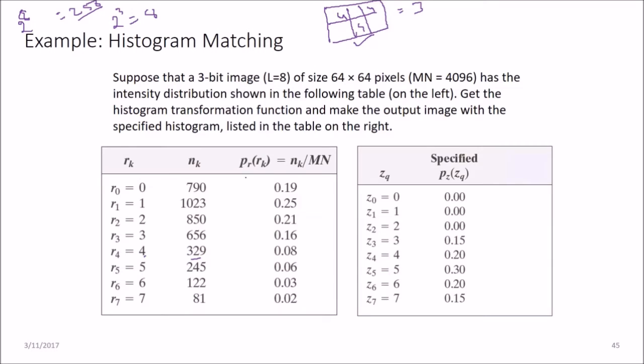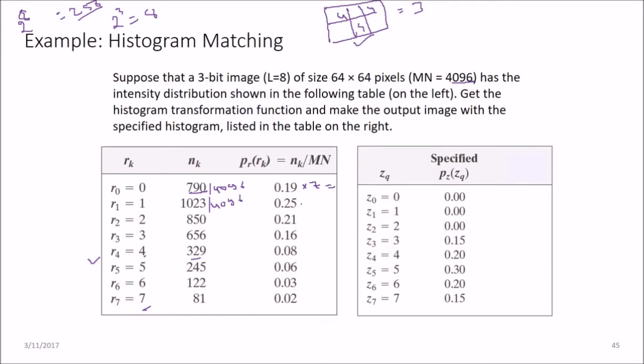Then we find the PR(rk), that is nothing but nk divided by 4096. So 790 divided by 4096 will give us 0.19. 1024 divided by 4096 will give us 0.25. And as we know, what we have done in histogram equalization, we will do in a similar way in histogram matching also. So this 0.19 will be multiplied by the highest value, that is 7, and we'll represent it. Whatever we get, we'll take the closest rk value.